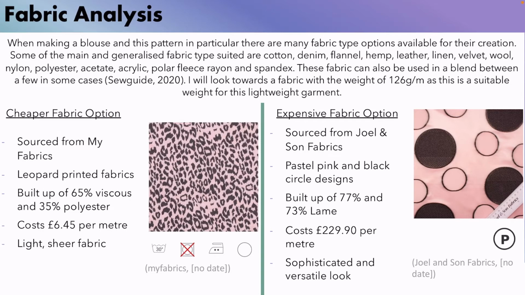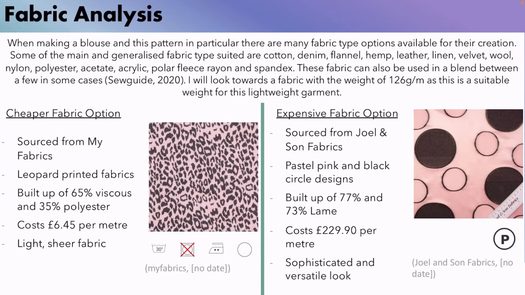When making a blouse, and this blouse in particular, there are many fabric type options available for their creation. Some of the main and generalised fabric types suited are cotton, denim, flannel, hemp, leather, linen, velvet, wool, nylon, polyester, acetate, acrylic, polar fleece, rayon, and spandex. These fabrics can be used in a blend between a few in some cases. I will also have two fabrics analysed, one much higher end than the other, to show the differences in the manufacturing processes and costs between high-end and basic items.